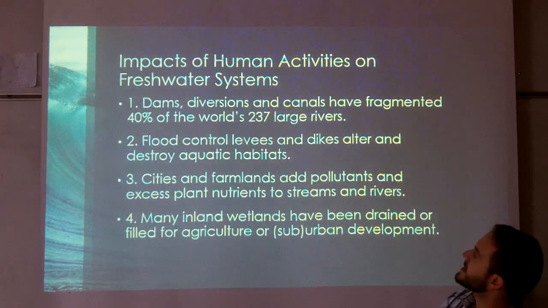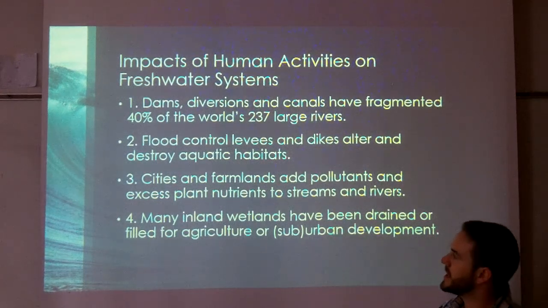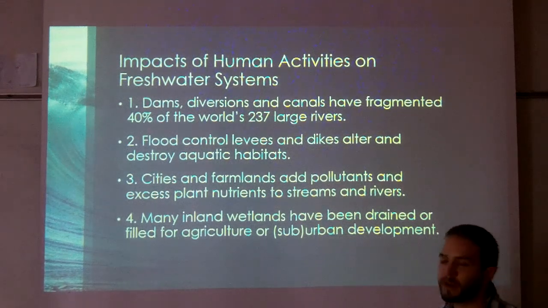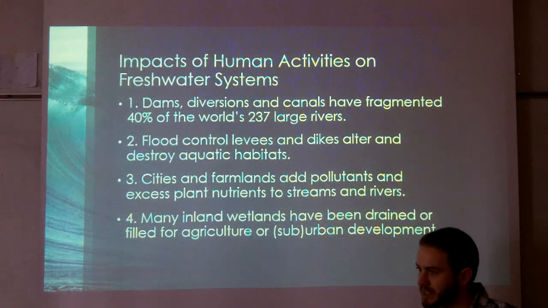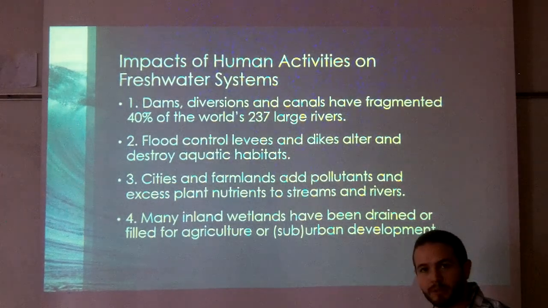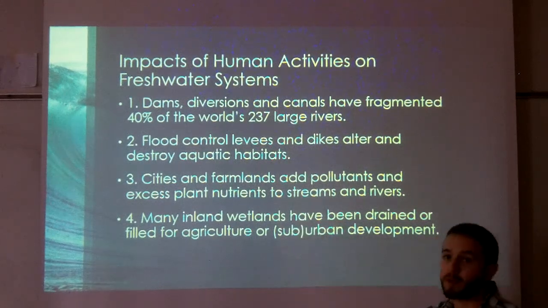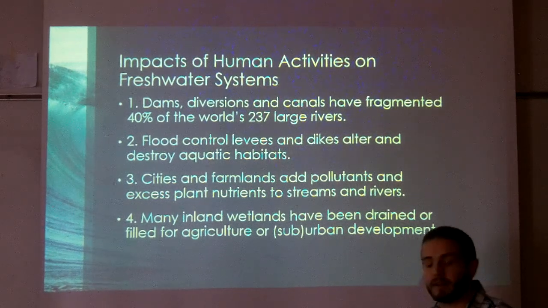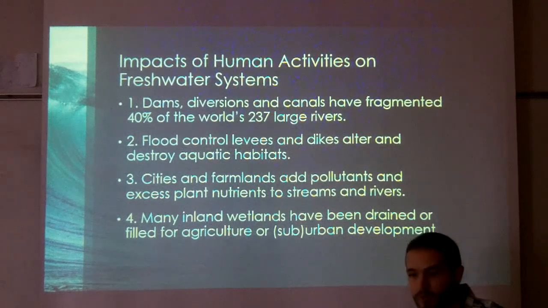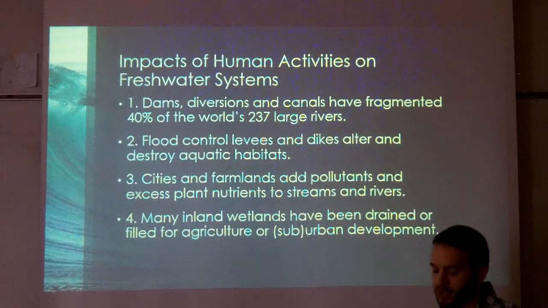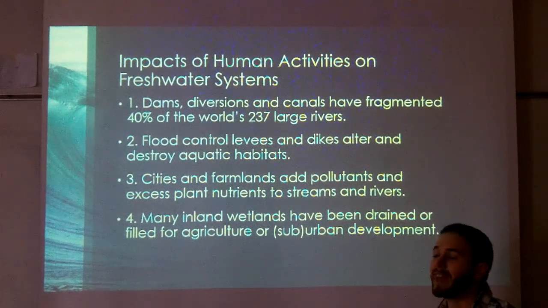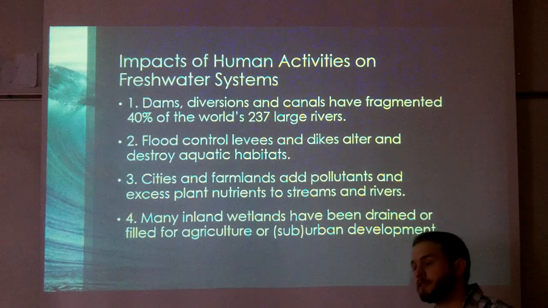Flood control levees and dikes alter and destroy aquatic habitats. We just discussed that. Cities and farmlands add pollutants and excess plant nutrients to streams and rivers. So you back up this water and then you create this lake. That entices industry to build around those lakes because they need access to that fresh water, and same thing with farmers. Now farmers can tap into that excess water north of the lake to irrigate their fields, to water down their cattle while they're grazing. They need fresh water, the cows. And all that water can make sure that the grass is growing thick and plentiful. Well, now you've got all that cow poop, which in a hard rain is going to flow into the river.